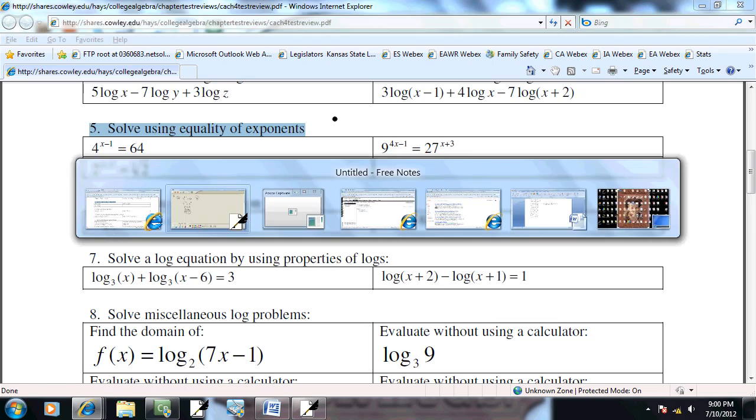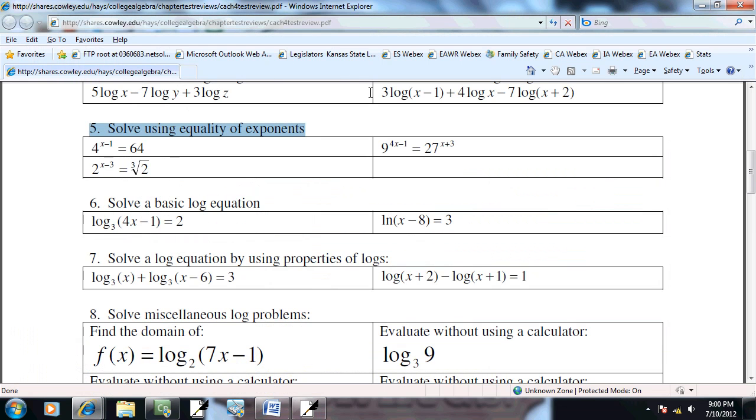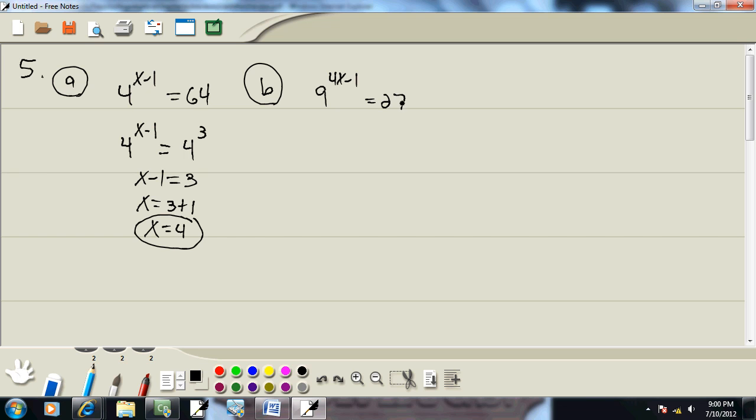Let's look at the next one. We've got 9 to the 4x minus 1 equals 27 to the x plus 3. Well, obviously I can't start with the 27 and rewrite it as 9 to a power. It doesn't work. So we have to attack both sides. The 9 I can rewrite as 3 squared. And the 27 I can rewrite as 3 to the third.